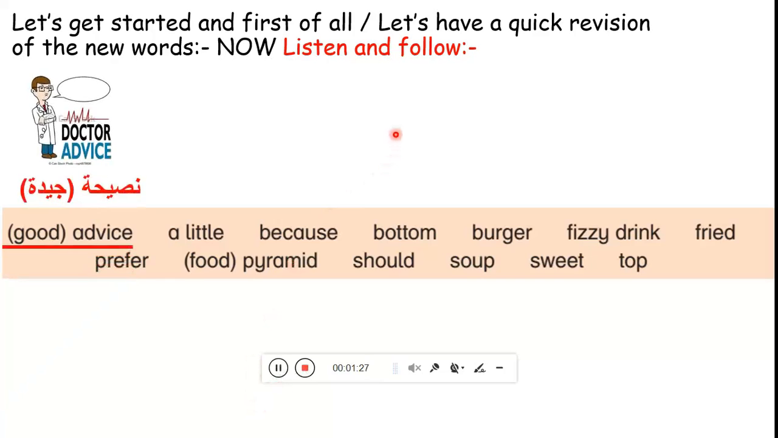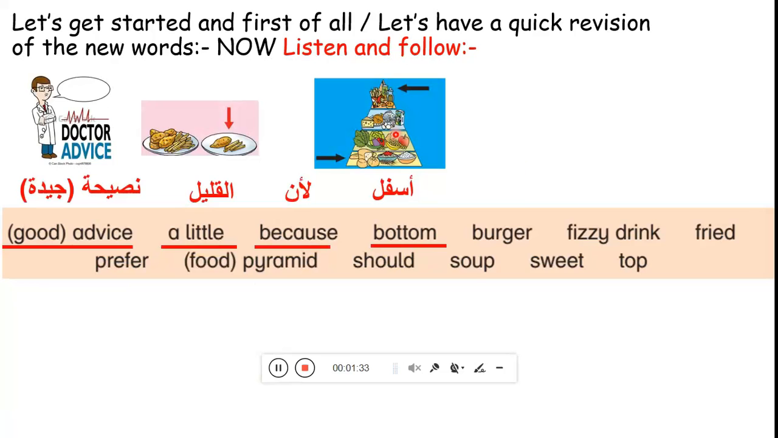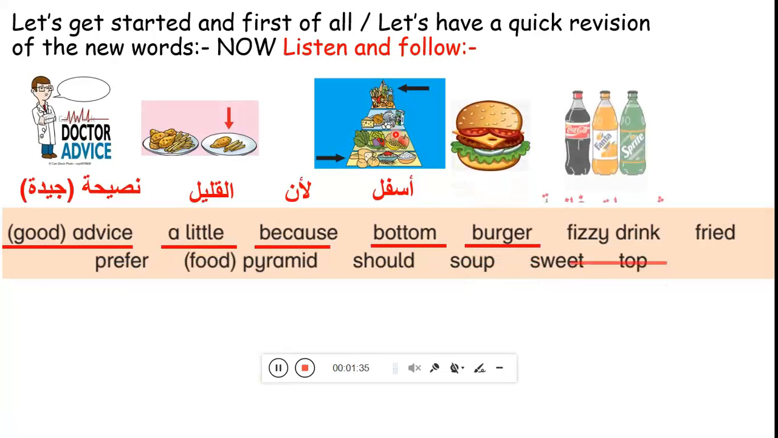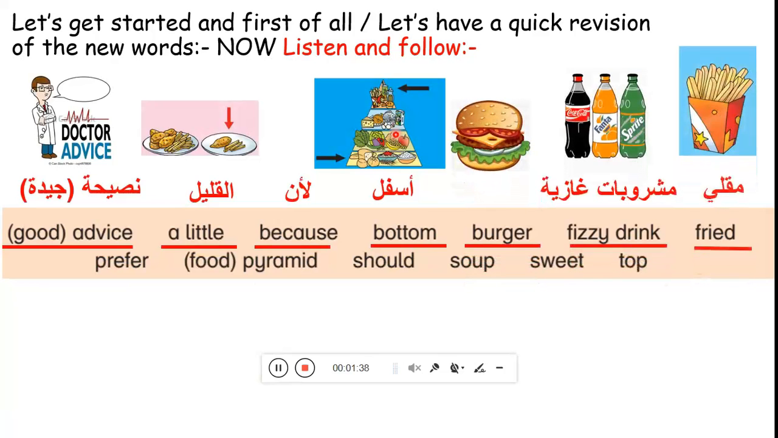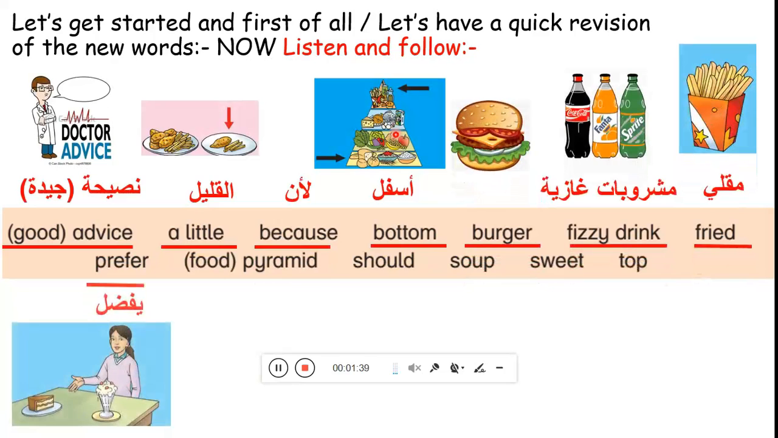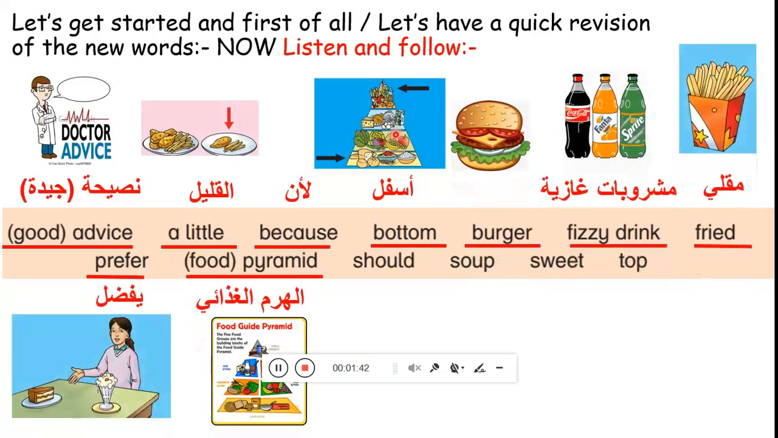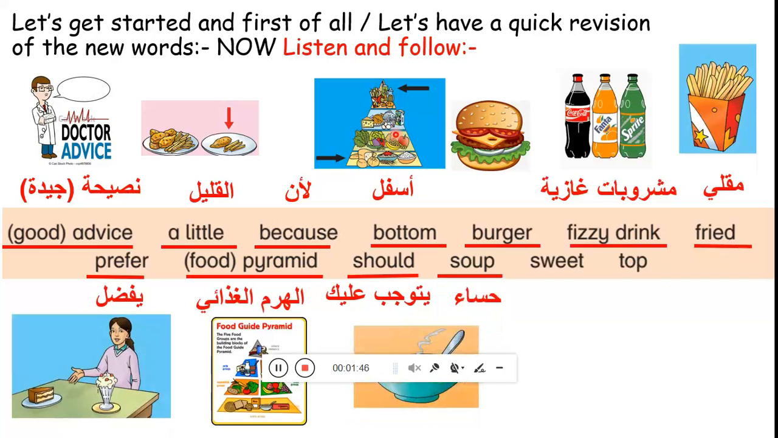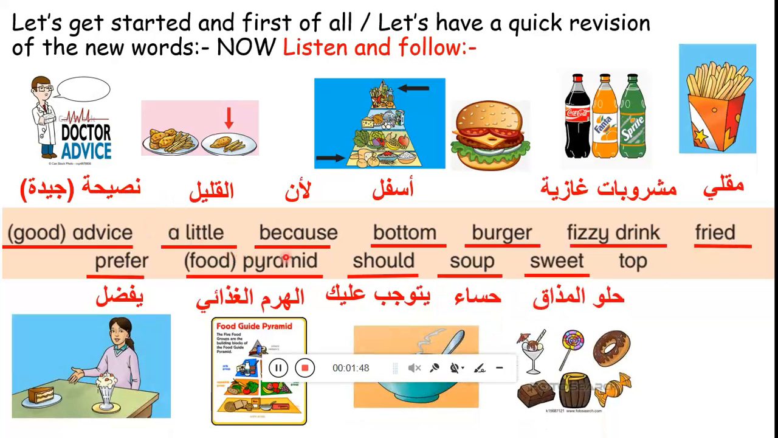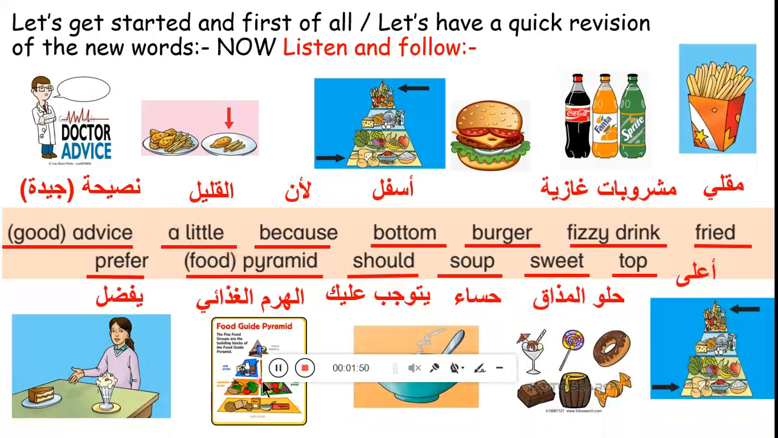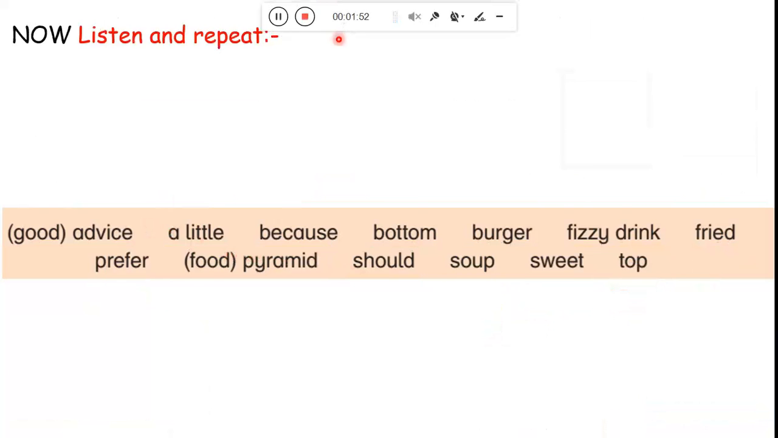Good advice. A little. Because. Bottom. Burger. Fizzy drink. Fried. Prefer. Food pyramid. Should. Soup. Sweet. Top. Now dear students, listen and repeat.